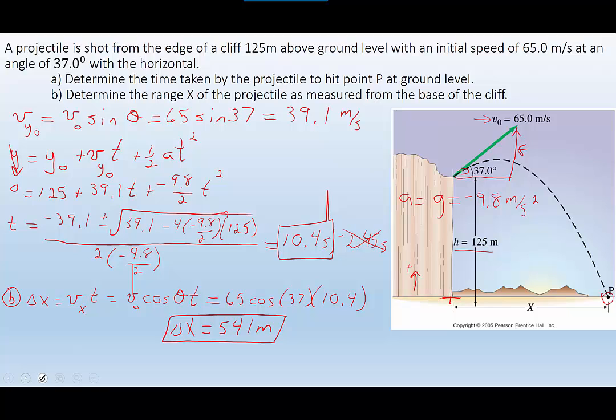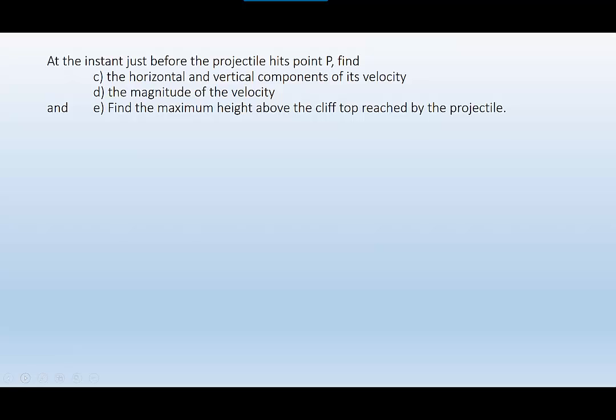This problem continues, however. At the instant just before the projectile hits P, let's find the horizontal and vertical components of its velocity, the magnitude of its velocity, and then finally, let's figure out what the maximum height above the cliff is that's reached by this projectile. Well, if we look at part C, right before this hits the ground, its x component of the velocity is going to remain the same as it did before. So for part C here, velocity in the x is a constant, we know that. And we had solved that on the other side, because remember it is v naught cosine theta.